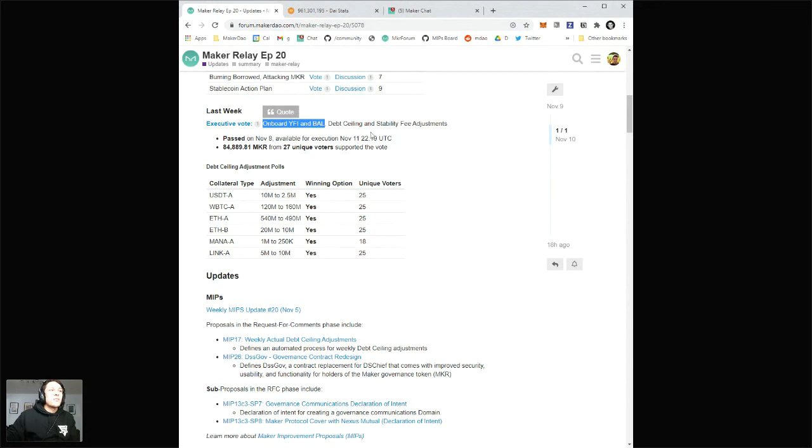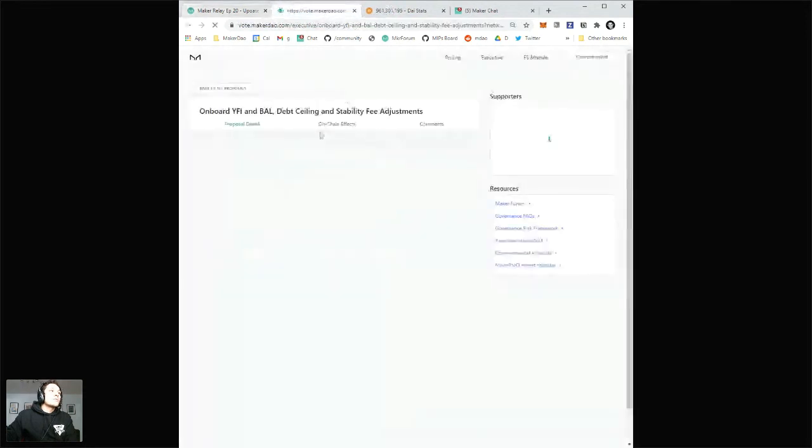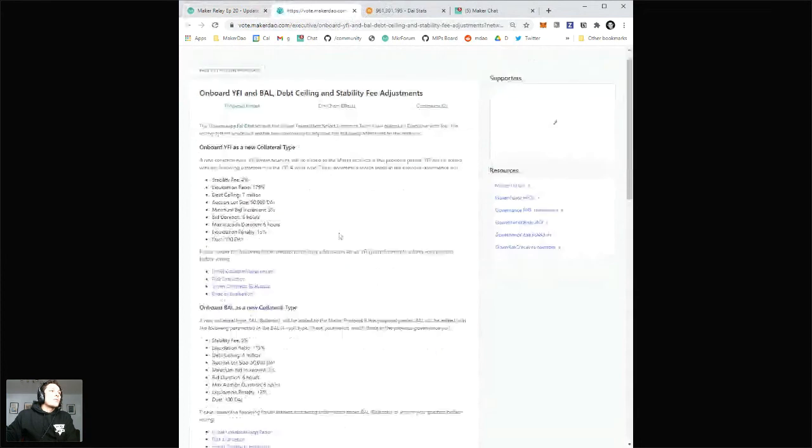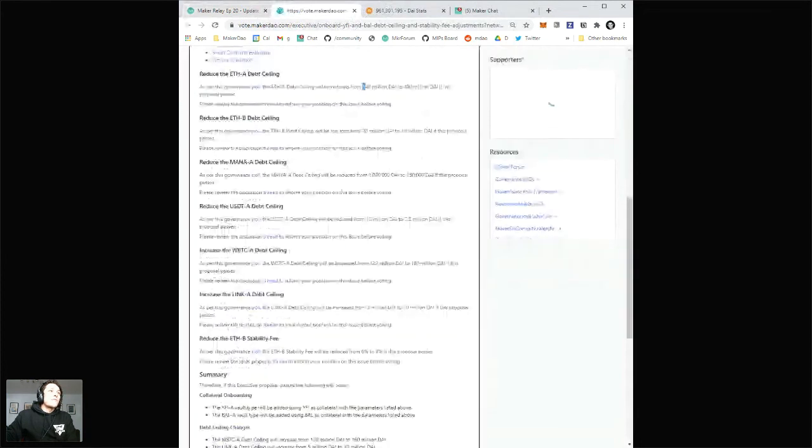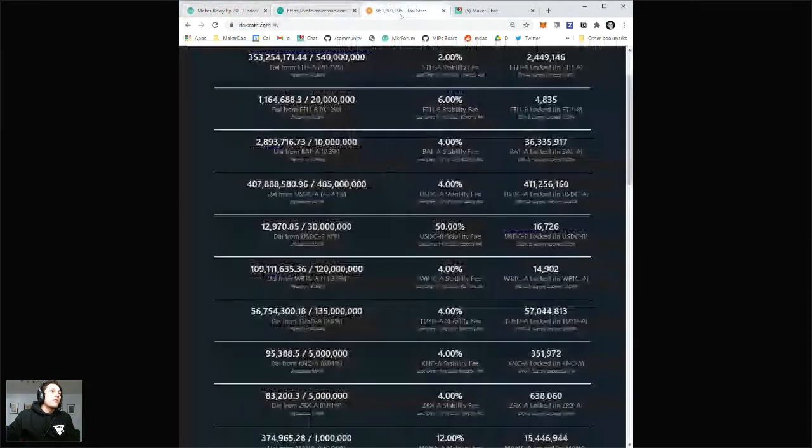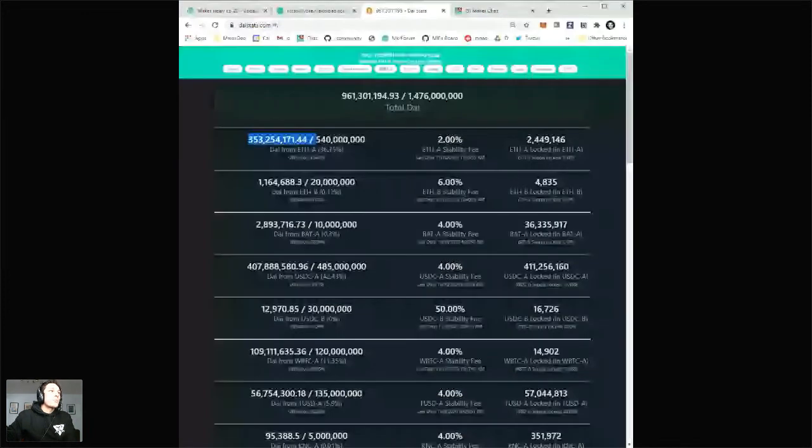So it's really exciting. All the teams did their work. Smart contracts team did the smart contract stuff, the Oracle's team did the Oracle stuff, and the risk team did the risk stuff. So it's really great. In addition to onboarding these two new vault types, there was also a number of debt ceiling adjustments and stability fee adjustments. I could click through here and show you guys what's going on. So the ETH debt ceiling is being reduced from 540 to 490. That's obviously due to a lack of demand for the ETH vault type, so it's just a risk measure.